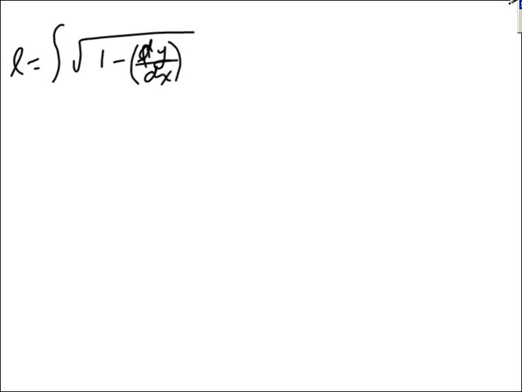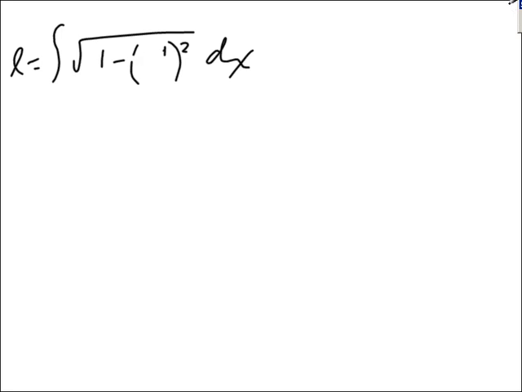Let's try another one. Now I just want to point out, another way of saying f prime of x is dy dx. The arc length is the integral of the square root of 1 plus dy dx squared dx. That's one way of calculating the arc length. Well, that's one formula.